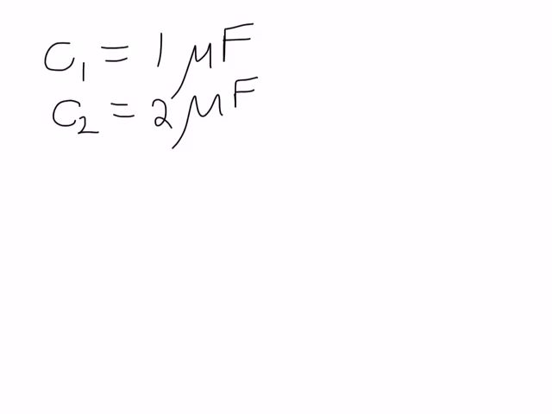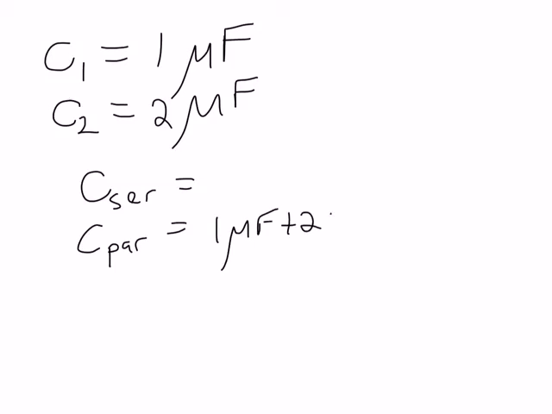So let's do a quick calculation. Let's imagine a 1 microfarad capacitor. A 1 farad capacitor is huge. And a 2 microfarad capacitor. And let's ask, what's the C in series, and what's the C in parallel? Which one's easy to do first? The parallel is easiest to do first because it's just the sum. It's 1 microfarad plus 2 microfarads equals 3 microfarads. Easy peasy.